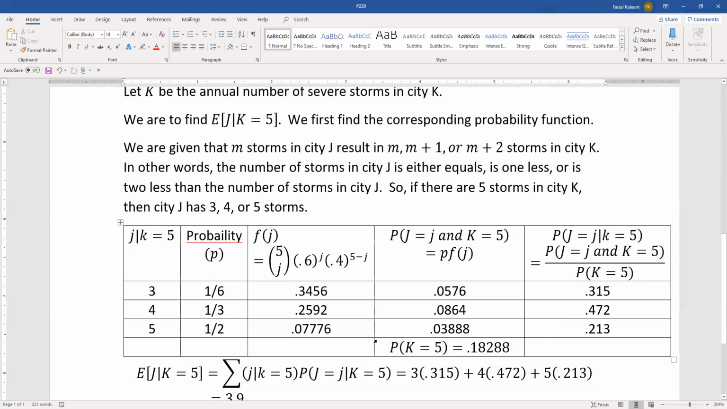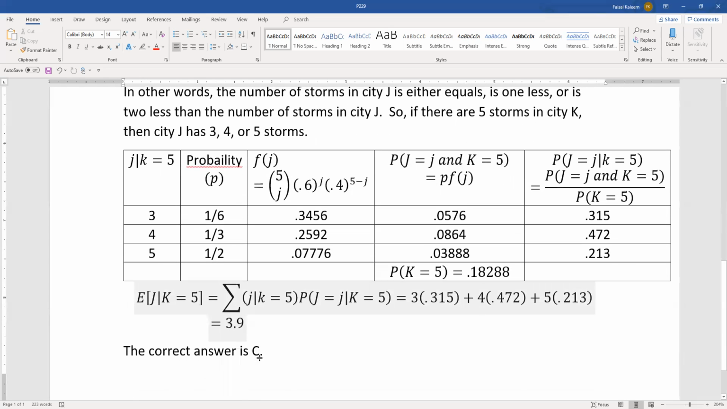So now we are all set to calculate the expected value of J given K equals 5. So that will be J given K equals 5 times the corresponding probability of it. So J given K equals 5 could be 3 or 4 or 5. So when it's 3, the probability is 0.315. So 3 times 0.315 plus 4 times 0.472 plus 5 times 0.213. That's 3.9. That was choice C.